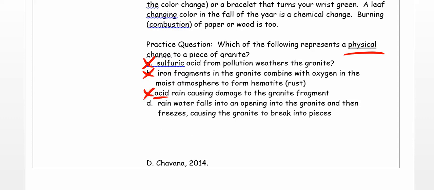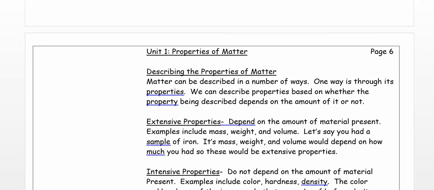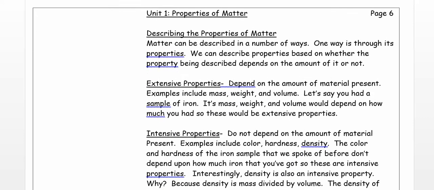It says rainwater falls into an opening in the granite and then freezes, causing the granite to break into pieces. Okay, well, there's no chemical change here. In other words, the water is simply freezing, expanding, and then causing the granite to break apart into little pieces. That's it. That's our answer. So D would be our answer. That's the physical change that we're looking for. Make sense?